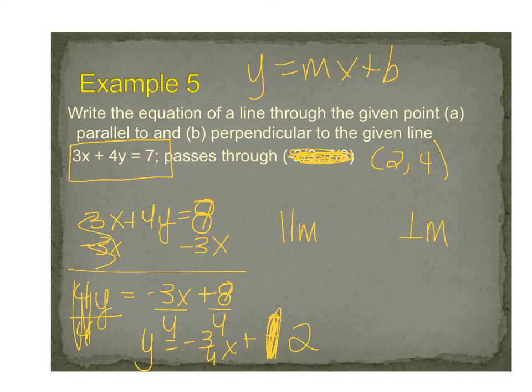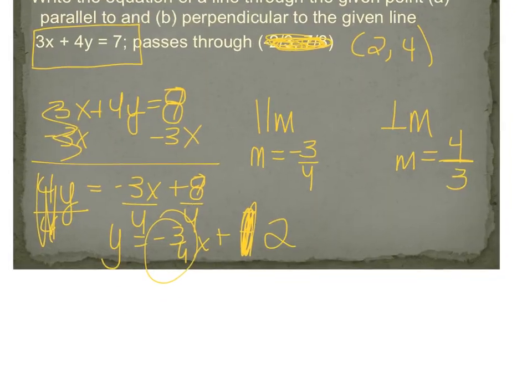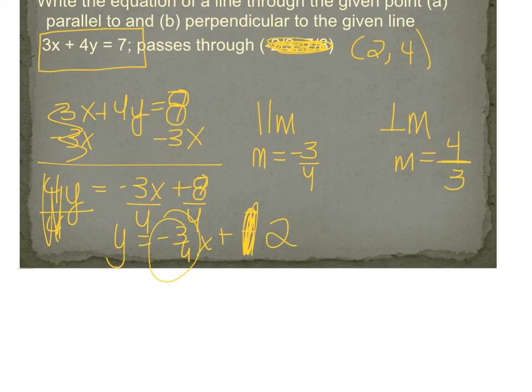So what does that mean my slope is going to be for the parallel line? What's it going to be? Negative 3 over 4. What is my slope going to be for my perpendicular line? Positive 4 over 3. Do you guys see that? Does that make sense? That is the biggest thing I want you to pull out of this question. I'll finish it with point slope, but we're not gonna do a lot with point slope.